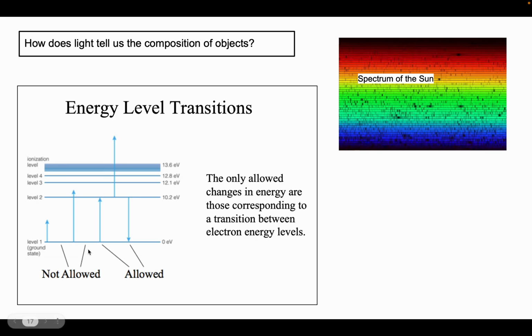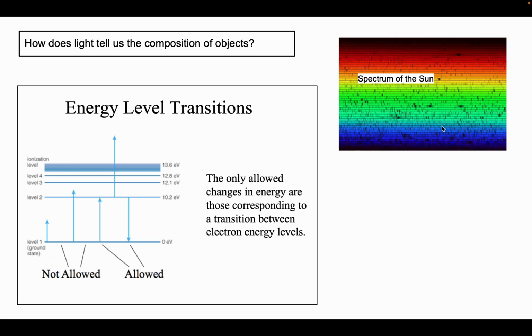So when an electron comes from an upper energy level to a lower energy level, it emits a photon, and when the electron absorbs some energy packet from a photon, it goes up. So only the allowed changes in energy, those corresponding to transitions between electron energy levels, happen.